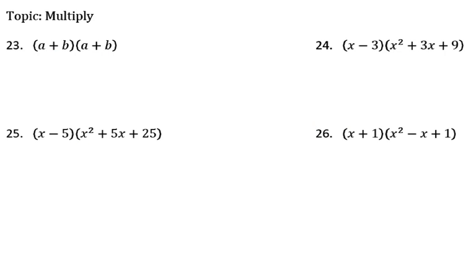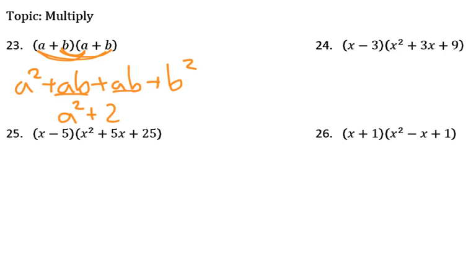Multiplying. A times a gives us a squared, plus a times b is ab, plus b times a, which is the same as ab, plus b times b, which is b squared. We can combine like terms. We get a squared plus 2ab plus b squared.